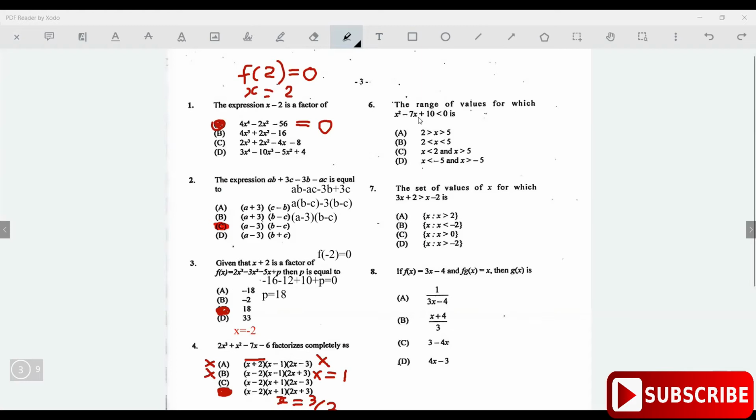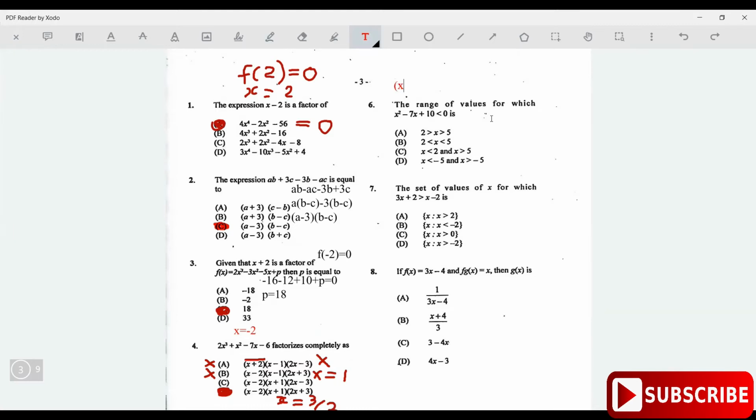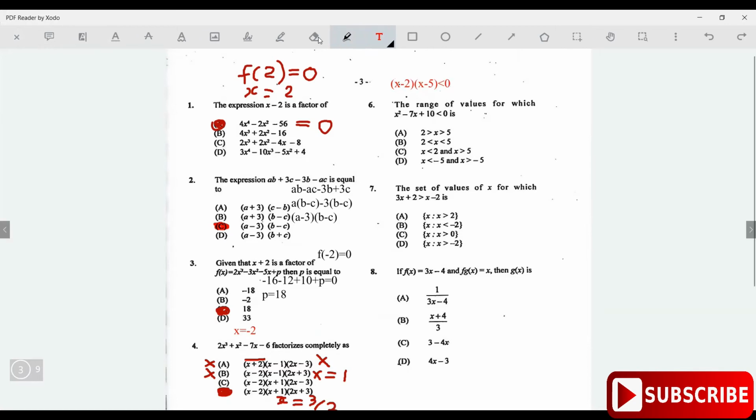All right, question 6. It says find the range of values of x for which this quadratic inequality is less than 0. So the first thing you have to do is factorize this quadratic inequality, and you can factorize it to get x minus 2 times x minus 5 quite easily, that is less than 0. Then you can sketch a graph to see what is happening. You have 2 and you have 5, and you want the part where y is less than 0. That's in here, when x is between 2 and 5. That looks like option B.